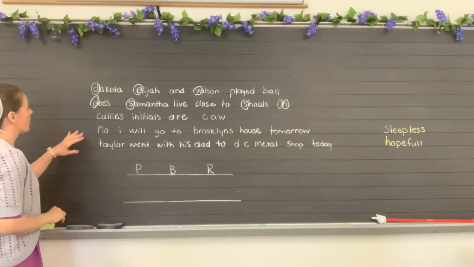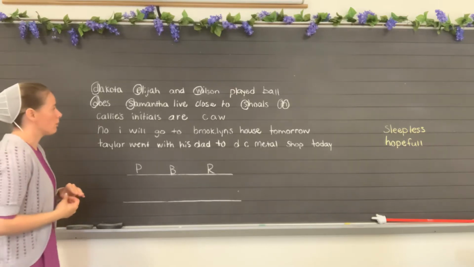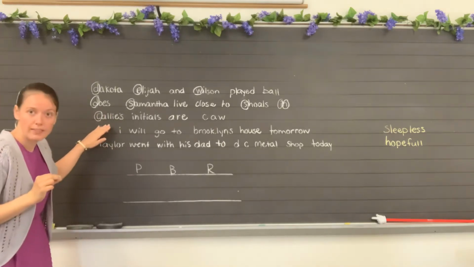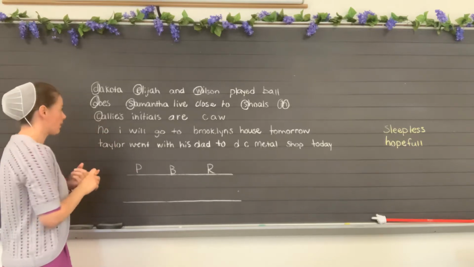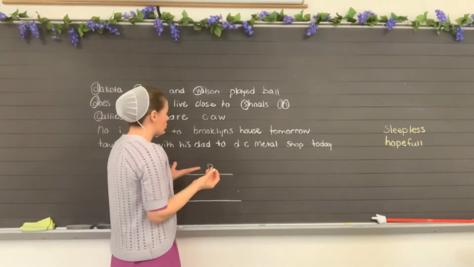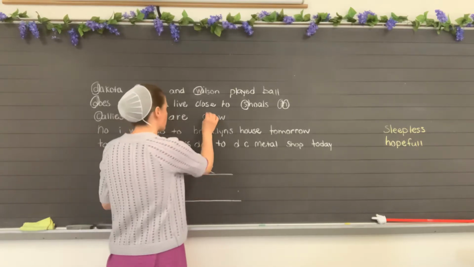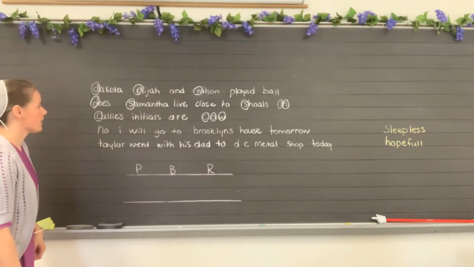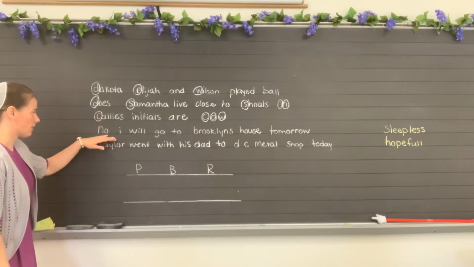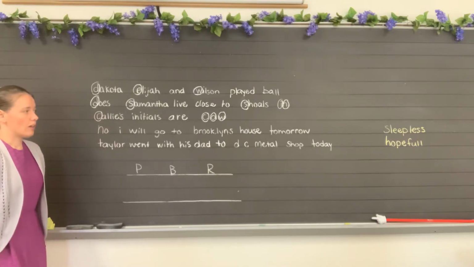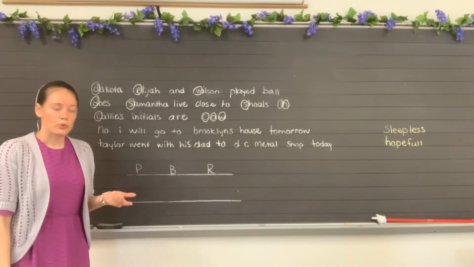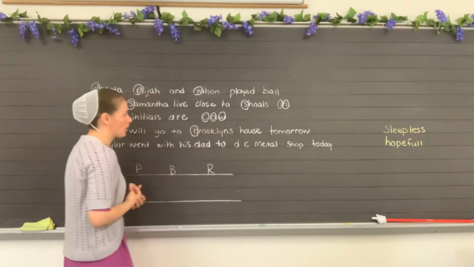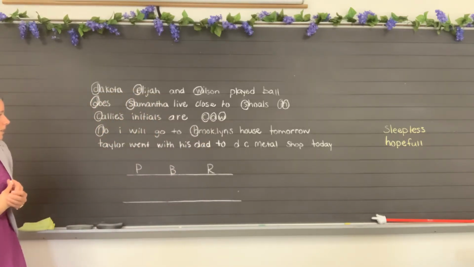Okay, then we have, Callie's initials are C-A-W. So the C in Callie's, of course, because it's the first word of the sentence, plus it's a name, so that sure gets capitalized. And then we have initials, and initials always get capitalized too, so we'll circle the initials. And then we have the next sentence, No, I will go to Brooklyn's house tomorrow. So the first word gets capitalized, and that fits everything in that sentence.